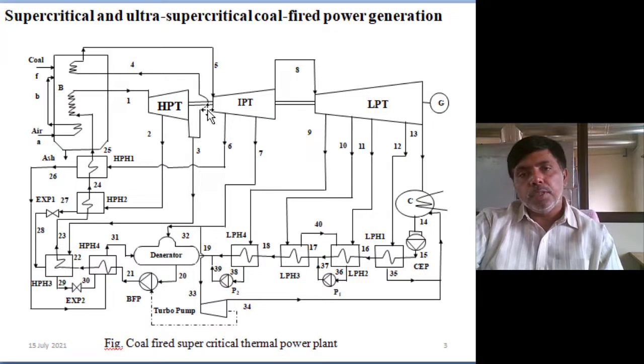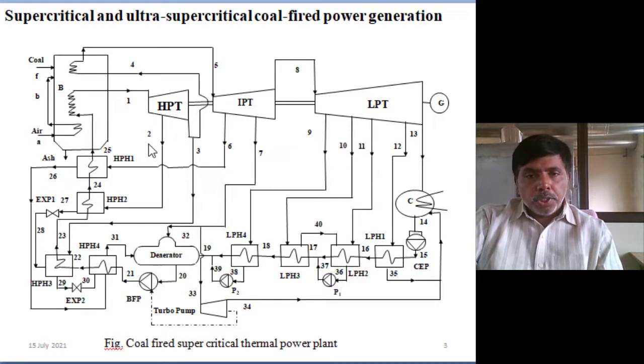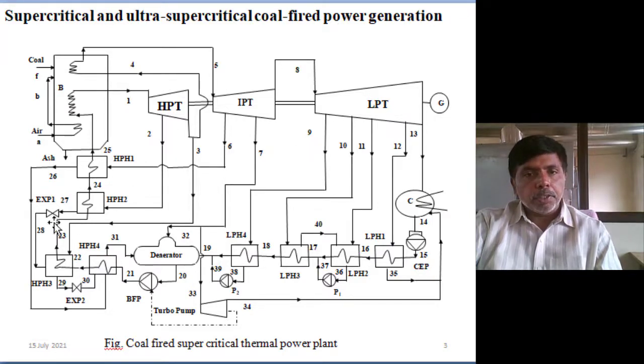You can cross verify, just search Siva Reddy plus Exergy. You can Google search it and you will get the papers. Here you can see, supercritical thermal power plant means more than 220 bar pressure. There are 4 high pressure feed water heaters and 4 low pressure feed water heaters.